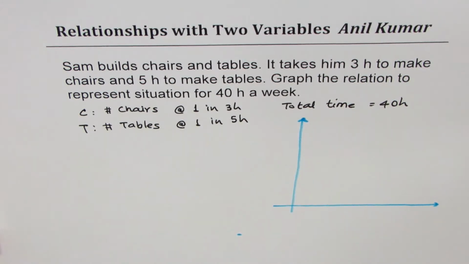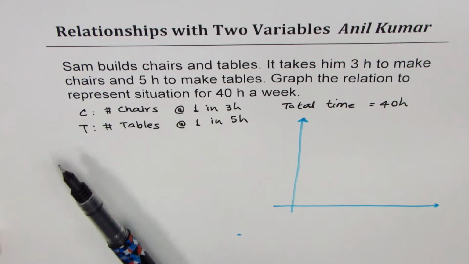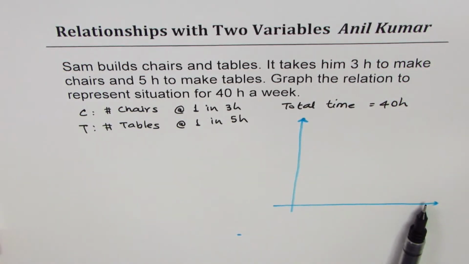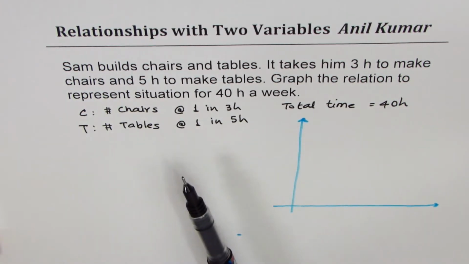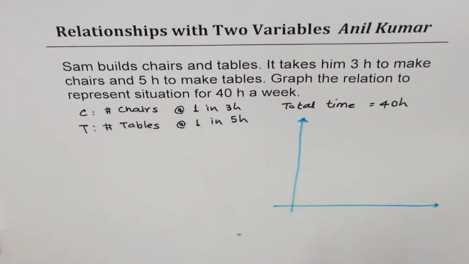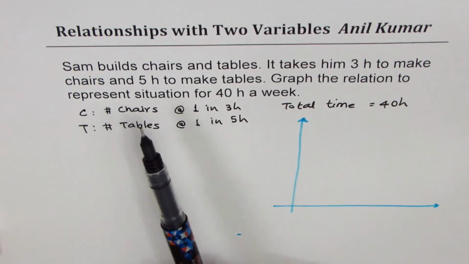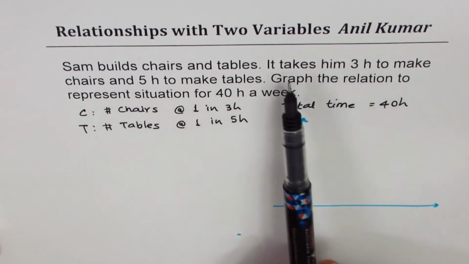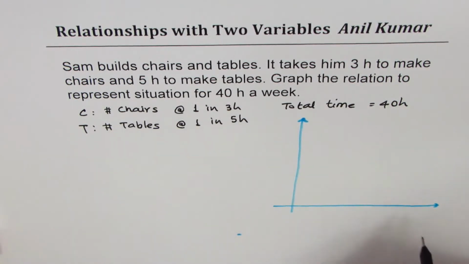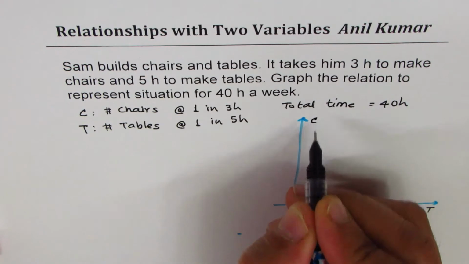So the first thing to decide is, we have two variables, C for chair, T for table. Which one should I make independent? And which one should I make dependent? In this scenario, it doesn't really matter. You could choose any. Now since it takes 3 hours to make chairs and 5 to make tables, we'll put tables on this side so that we have smaller numbers to begin with. Okay, so we'll put T on this side and chairs C on the other side.